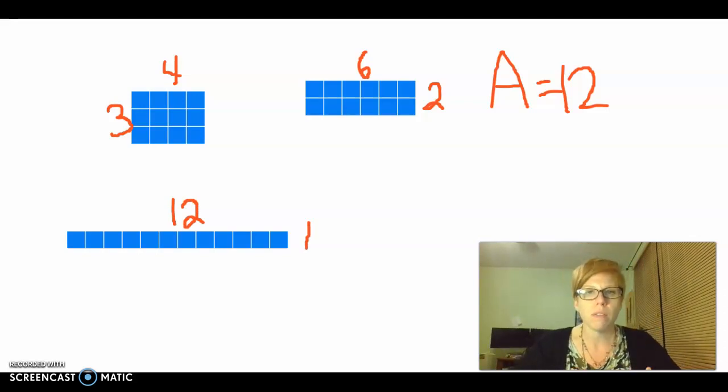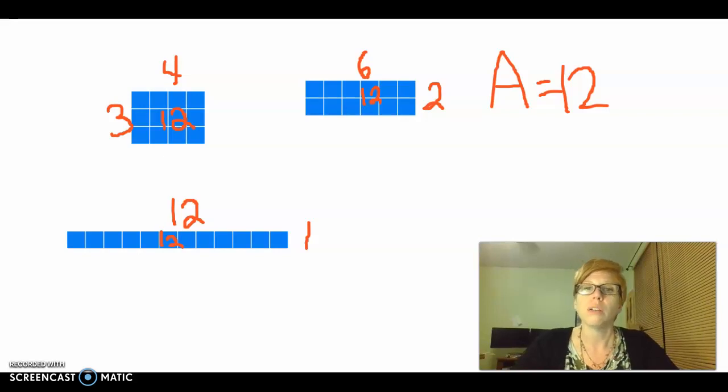What do we notice about all of these shapes? Well, they all have the same area of 12. If I count up all the blocks in each of the shapes, each one will have 12 blocks. I'm also noticing that if I multiply the length times the width on all 3 shapes, it will equal 12. 4 times 3 is 12. 6 times 2 is 12. And 12 times 1 is, of course, 12.